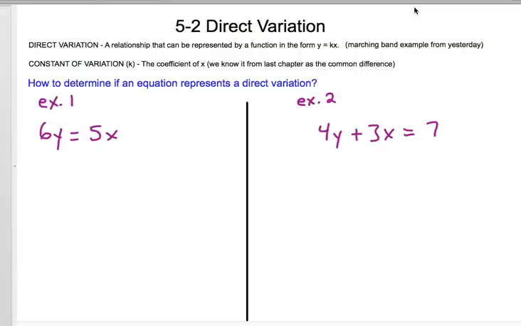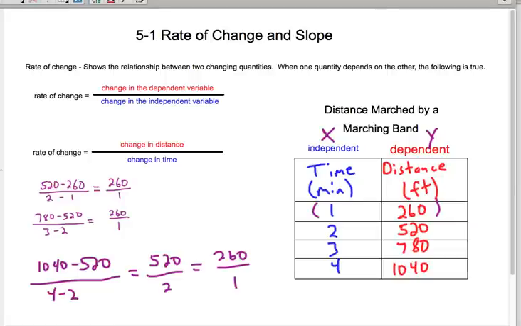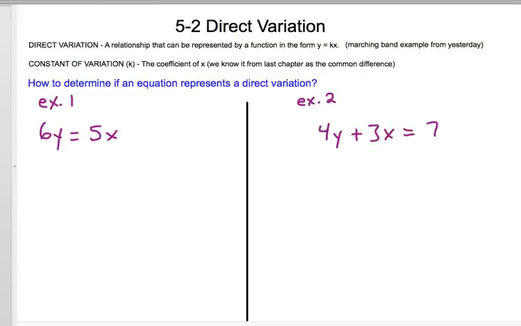in an equation. So for instance, in the marching band example from yesterday, we have time as one of the variables and distance, and they are related. The more time that has passed, the more distance that the band marches. And so direct variation means the relationship that can be represented by an equation, but with direct variation, specifically the equation has to be in this form. And so we'll talk about what that means.